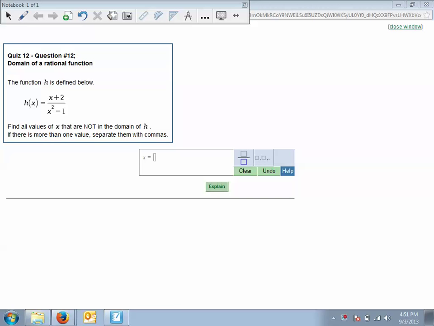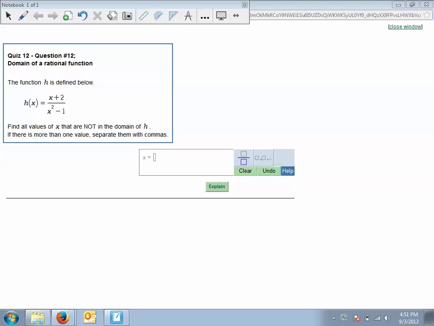This topic is called domain of a rational function, and the directions say the function h is defined below. h of x equals (x plus 2) over (x squared minus 1). And the directions are telling us to find all values of x that are not in the domain of h. If there is more than one value, separate them with commas.